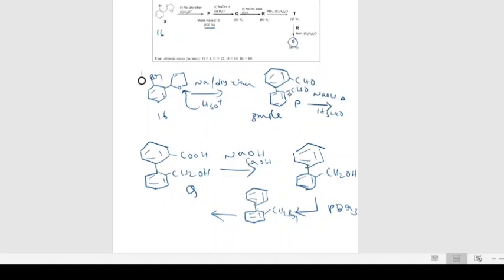So let me check the percentages. So here P is 8 moles. So only 50% means 4 moles. Again only 50% means 2 moles. And here 2 moles. If we consider, you will get only 1 mole here.